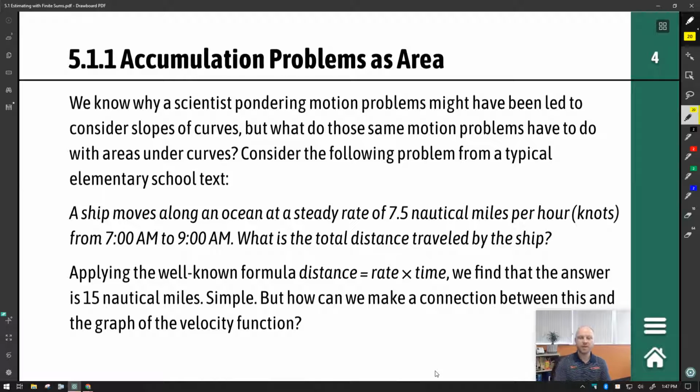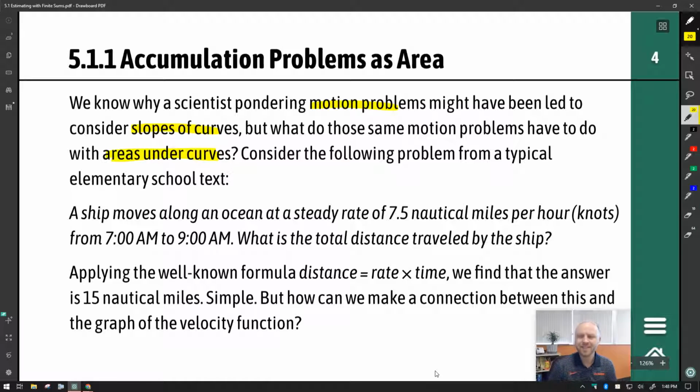So let's start with what we know. We know why a scientist pondering motion problems might have been led to consider slopes of curves. Why is that again? Oh, right, because slopes of curves talk about an instantaneous rate of change, which has a direct link to motion problems. But what do the same motion problems have to do with areas under curves? That's what we're going to be thinking about from now until the end of this semester.